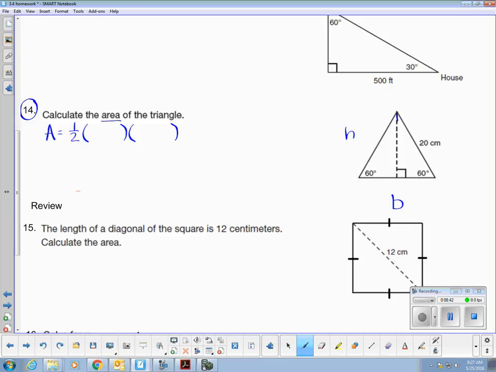In this 30, 60, 90, I know the side that is the hypotenuse. So to go from the hypotenuse to the short leg, I divide by 2. From the short leg to the long leg, I multiply by radical 3.